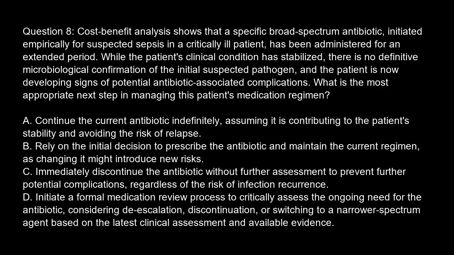Option A. Continue the current antibiotic indefinitely, assuming it is contributing to the patient's stability and avoiding the risk of relapse. Option B. Rely on the initial decision to prescribe the antibiotic and maintain the current regimen, as changing it might introduce new risks. Option C. Immediately discontinue the antibiotic without further assessment to prevent further potential complications, regardless of the risk of infection recurrence. Option D. Initiate a formal medication review process to critically assess the ongoing need for the antibiotic, considering de-escalation, discontinuation, or switching to a narrower spectrum agent based on the latest clinical assessment and available evidence.